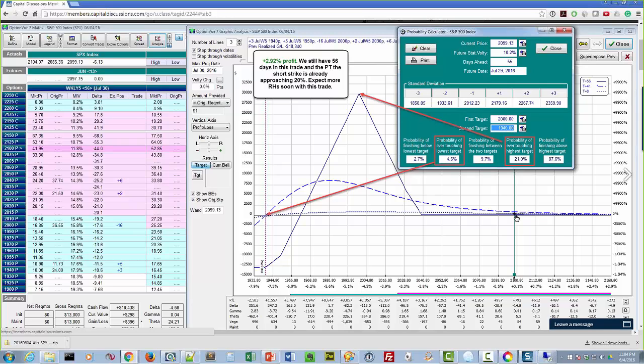But again, we seem to be very safe in terms of the probability of touching. But the one caveat for me is we have a lot of time left. So I don't want to be too aggressive on the reverse Harvey process. What do you think, Tom?